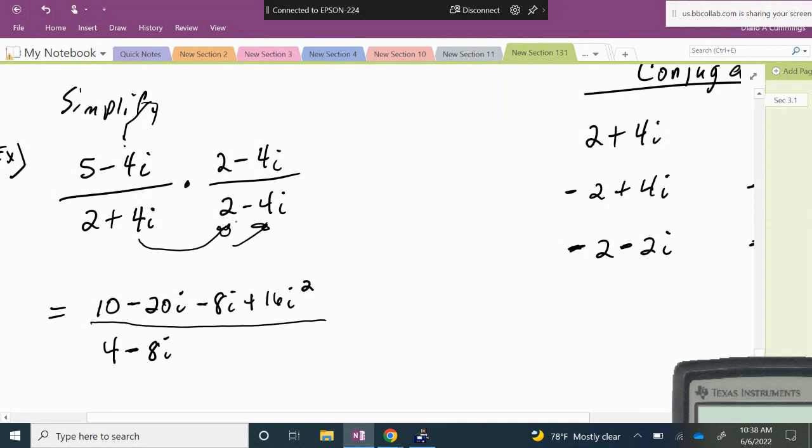I'm going to distribute 4i. So 4i times 2 is positive 8i. 4i times negative 4i, well, a positive times a negative is a negative. 4 times 4 is 16. i times i is i squared.